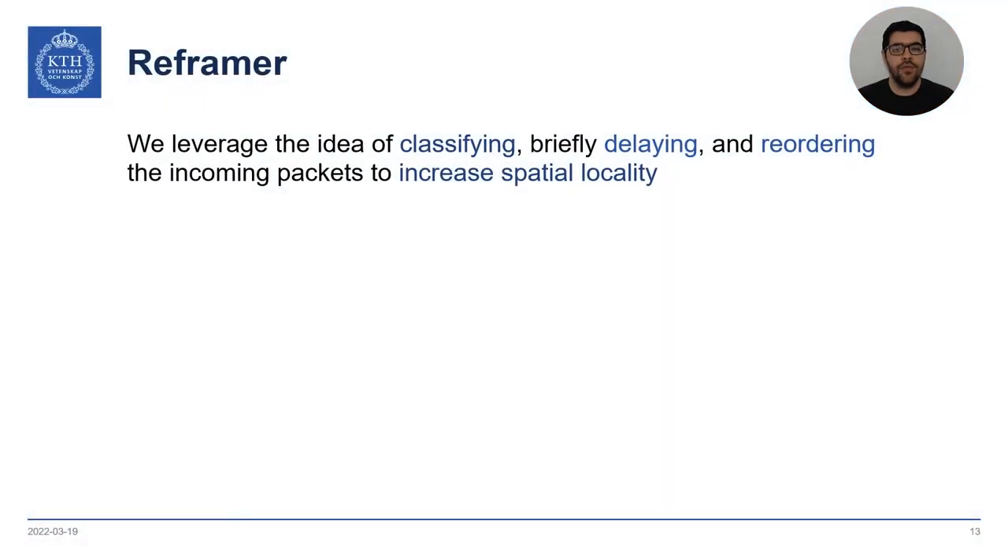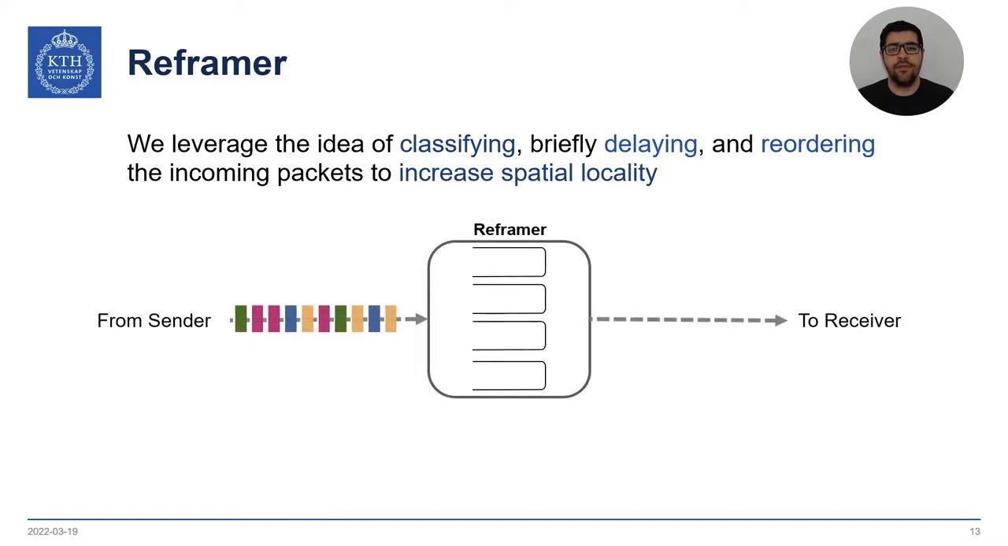According to these results, we propose Reframer. Reframer is a system that leverages the idea of classifying, briefly delaying, and reordering the incoming packets in order to increase spatial locality. This system can be deployed at the point of presence of cloud data centers or in front of a network functions chain to minimize the cost of processing incoming packets in both network functions and possibly destination end hosts. In a nutshell, Reframer receives packets, classifies them into different queues, waits for a given buffering time to receive more packets of each class, and then flushes out the classes after the buffering time.